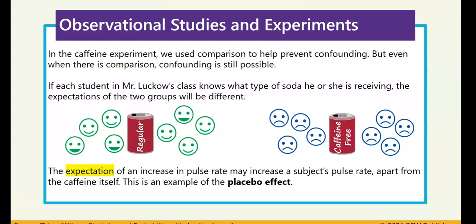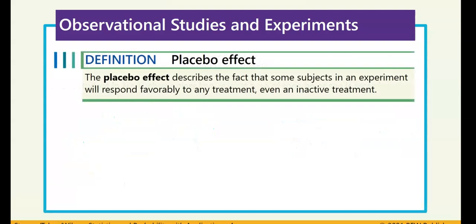So the expectation causes something called the placebo effect, and they actually may get a few degrees better or decrease their cholesterol or whatever it is you're testing. Might have a slight effect from even a fake treatment. It's called the placebo effect. Some is mental, I'm not sure. But it describes the fact that some subjects will respond favorably to any treatment, even an inactive treatment. Even a sugar pill that does nothing, sometimes people respond favorably. We're talking about small increases, not big increases here.